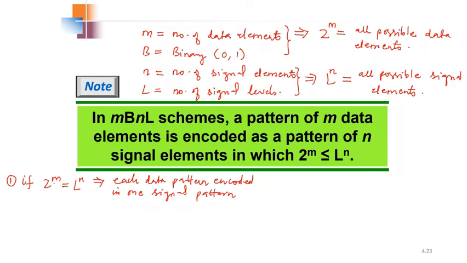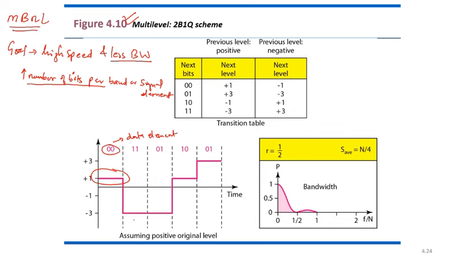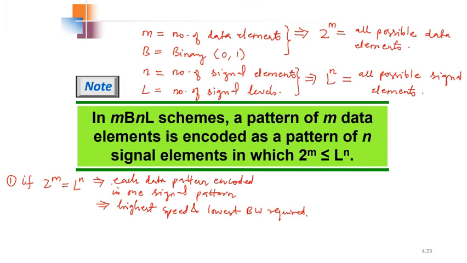That means for each data pattern, one signal pattern is available, if this is the condition. Its advantage is that it will provide the highest speed, and it will also require the lowest bandwidth, because with the number of signal elements available, we are able to send all possible data element combinations.